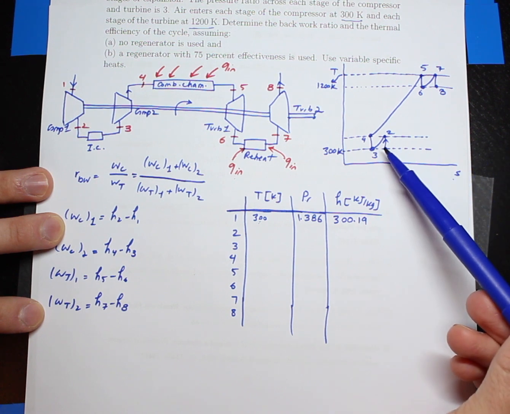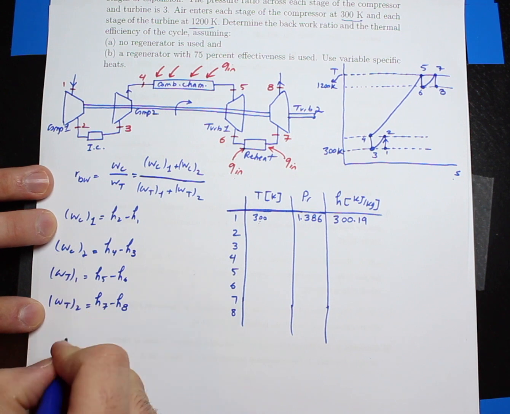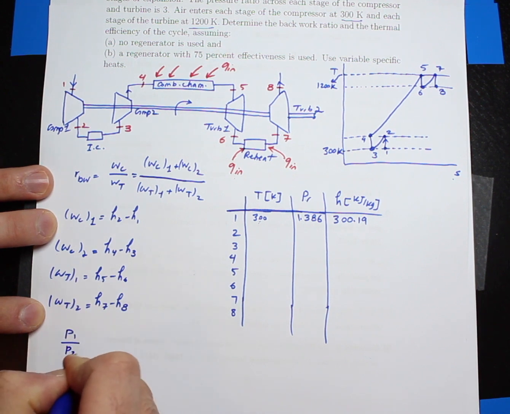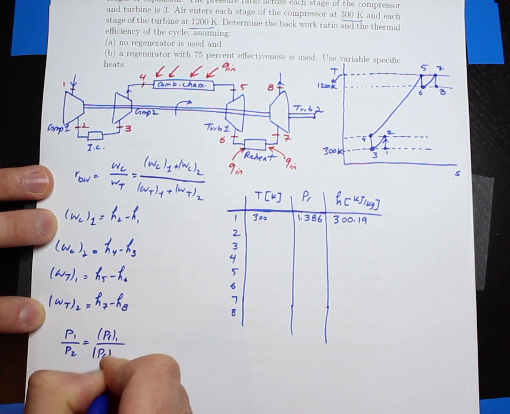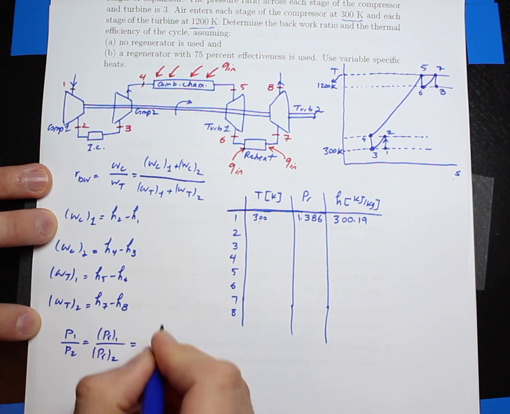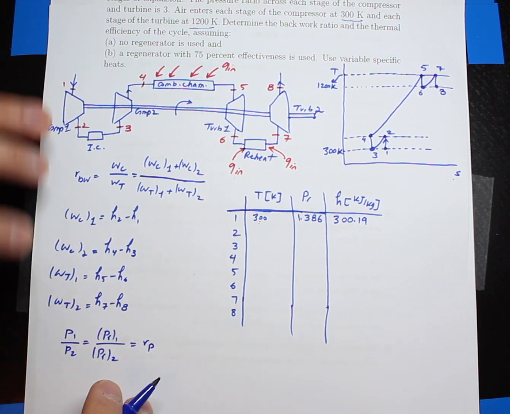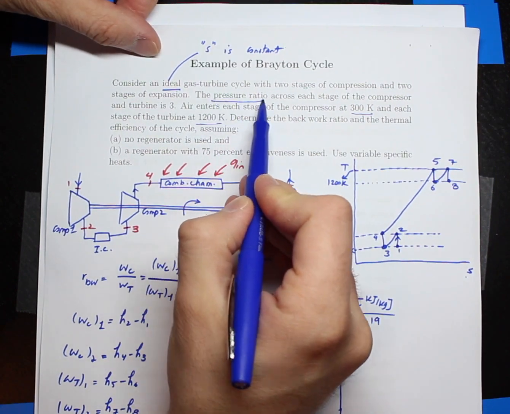Because one thing I know is the process from 1 to 2 is an S constant process, so I can develop an equation like this. I can say P1 over P2 is equal to PR1 over PR2, PR being the relative pressure, and that ratio is equal to the pressure ratio which is given in the problem statement. So the problem statement gives me the pressure ratio of 3.